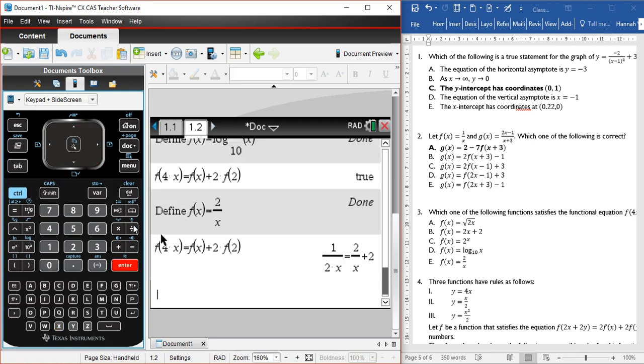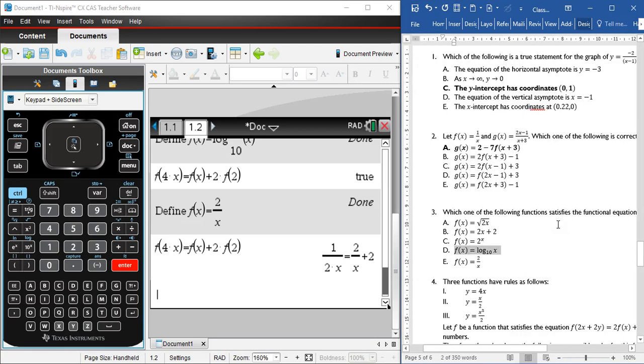Okay, so for every function listed here, except for D, this statement is not correct for every single value of x, so in that case, D is going to be the answer for question 3.